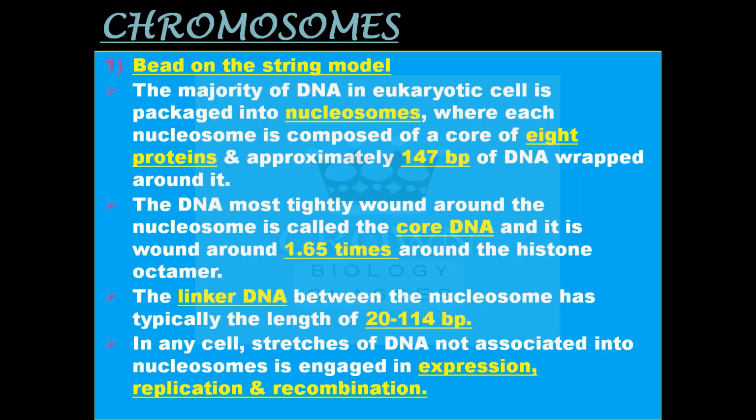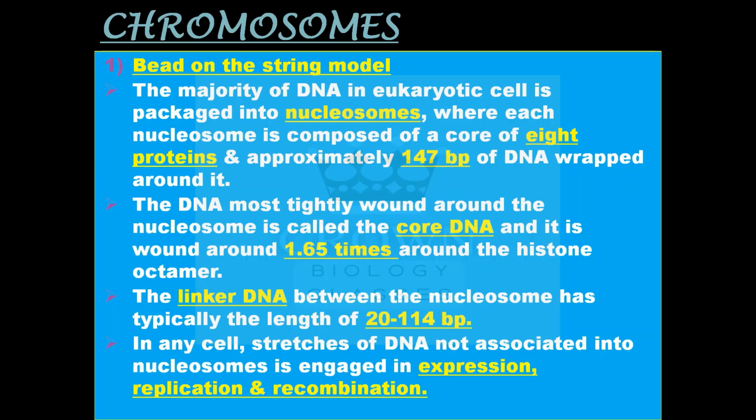The DNA most tightly wound around the nucleosome is called the core DNA. Alright, and it is wound 1.65 times around the histone octamer. The linker DNA between the nucleosomes typically has a length of 20 to 114 base pair.